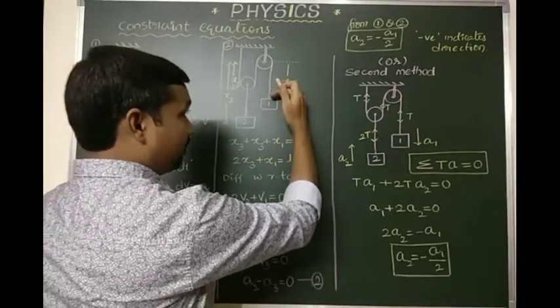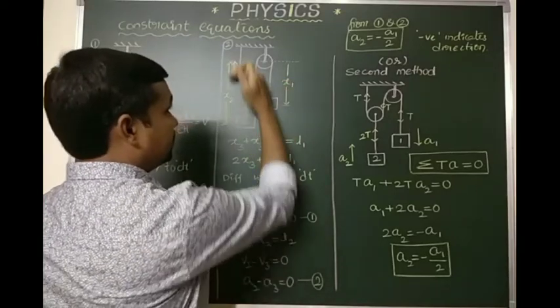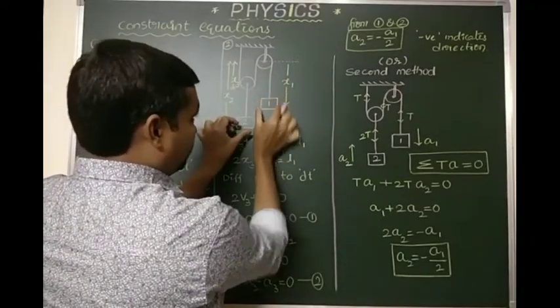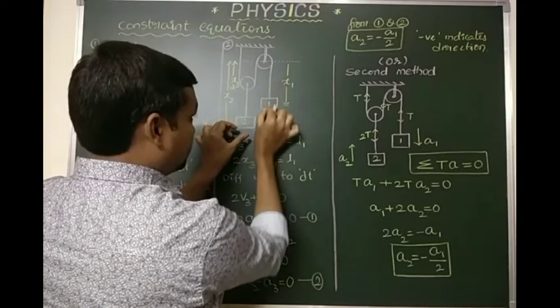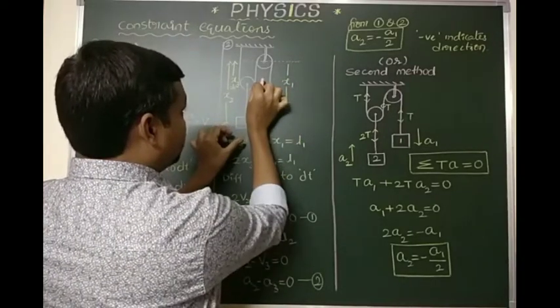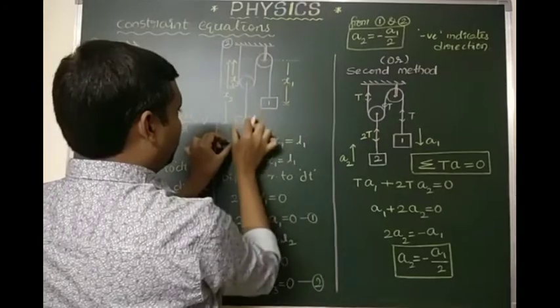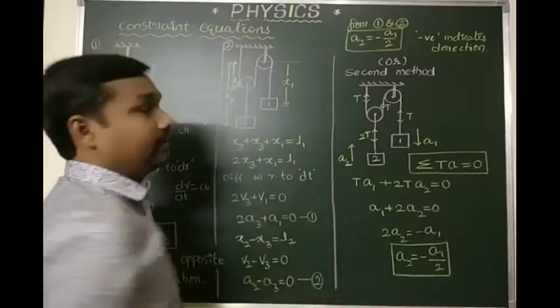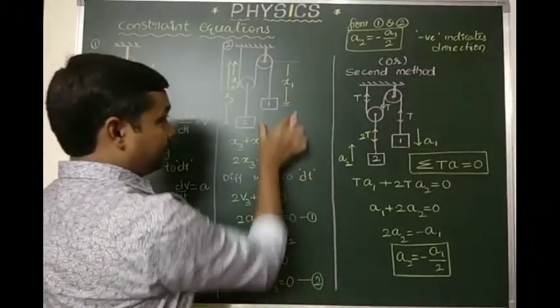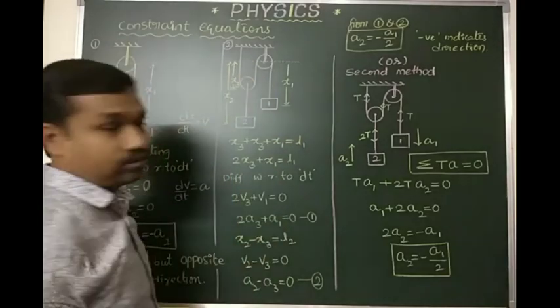This is the block which is coming down, and this is the block which is moving up. Why? Because when it is coming down, the string pulls down, and the string which is moving up makes the block rise up. So if it is coming down, this will move up.